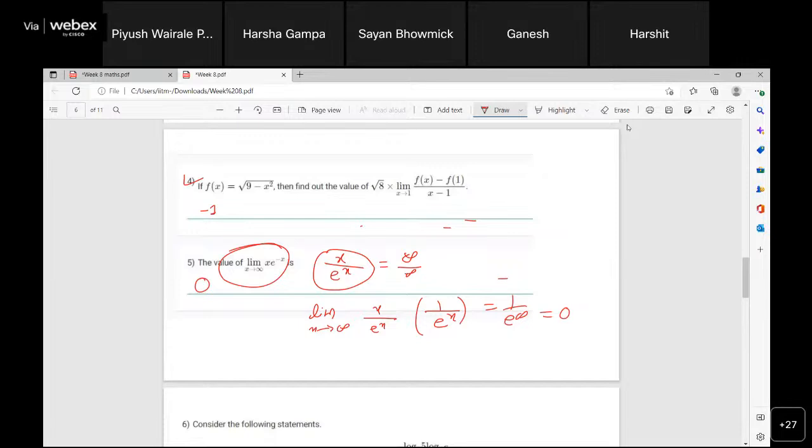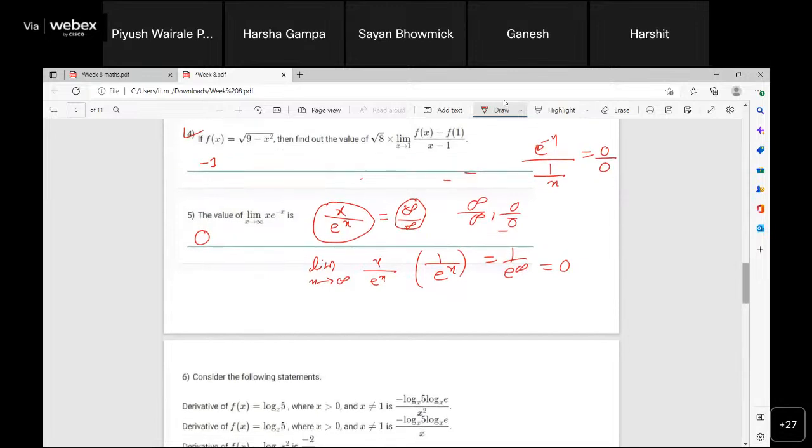Sorry, I didn't get it. Why are we bringing it down? Either you can do it like this also: e to the power minus x upon 1 upon x, the same thing. Here also you will get 0 by 0 form. We just want to make it a proper infinity by infinity or 0 by 0 form. If we have another indeterminate form, then only can we apply the L'Hospital rule. Otherwise not.